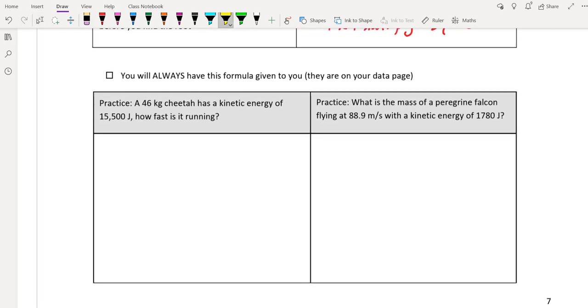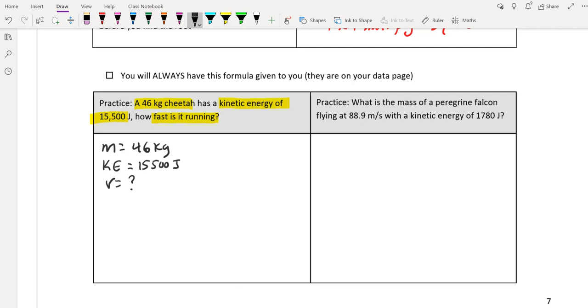The first question is, a 46 kilogram cheetah has a kinetic energy of 15,500 joules. How fast is it running? So in the question, we're given the mass of the cheetah, which is 46 kilograms. We're given the kinetic energy, which is 15,500 joules. And we're asked to find the velocity. So our first step is always to write out what our unknowns and knowns are. Then we write out our equation.